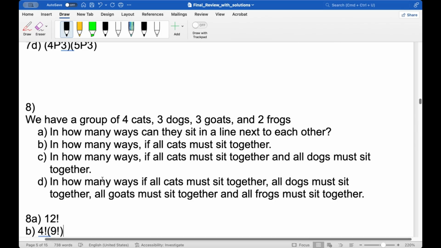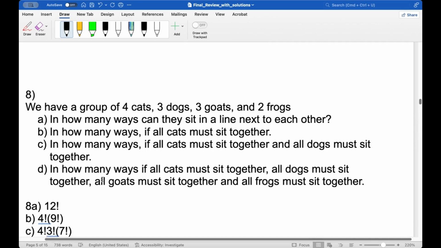How many ways if the cats must sit together and the dogs must sit together? So now we have 2 blocks there. So we're going to have 4 factorial for the cats, 3 factorial for the dogs, and then we have one cat group, 1 dog group, and then 5 others for a total of 7. So we have to multiply by 7 factorial.